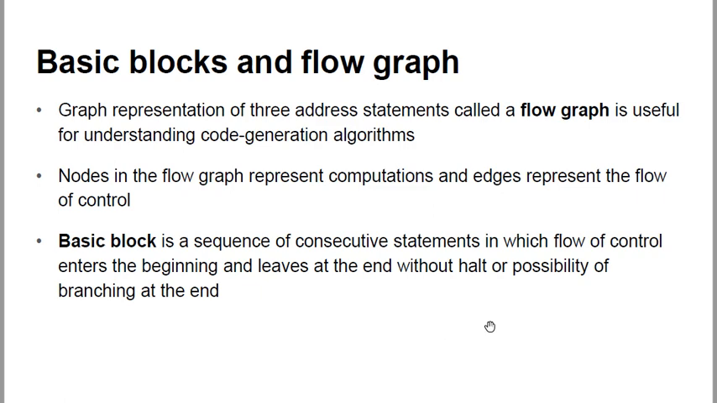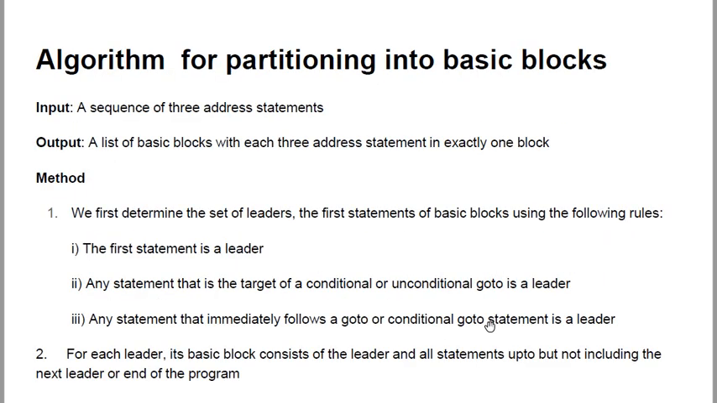After identifying what basic blocks we get, we have to see what the flow of control is from one basic block to another basic block. In that way, we can construct our flow graph. So the algorithm for partitioning into basic blocks: we are given a sequence of three address statements. The output will be a list of basic blocks with each three address statement in exactly one block.